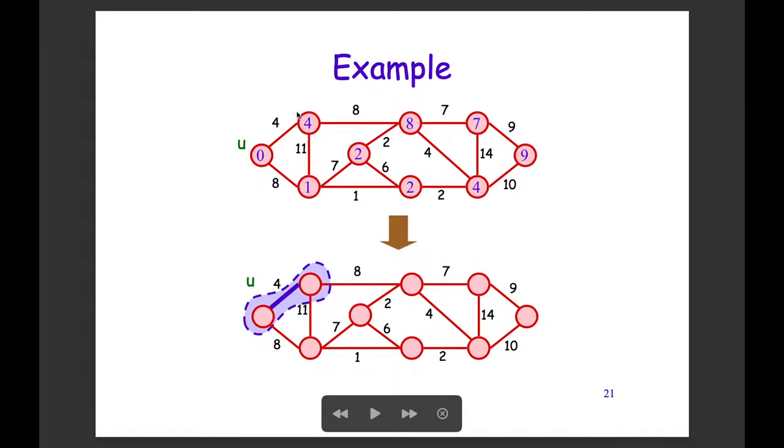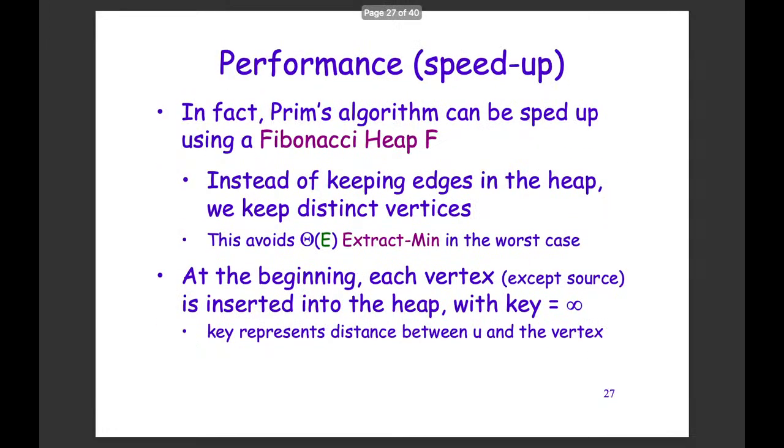Then, whenever we include a new vertex, we will perform decrease key based on the edges of the new vertex. So when U is included, we perform decrease key, and when this one is inserted, we perform decrease key. So altogether, there are order E decrease key. But then at every step, we just need to perform extract min for a vertex. So we extract the vertex that has the minimum value. So there are only a few extract min operations.